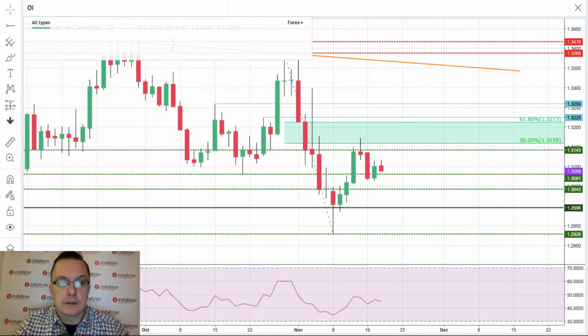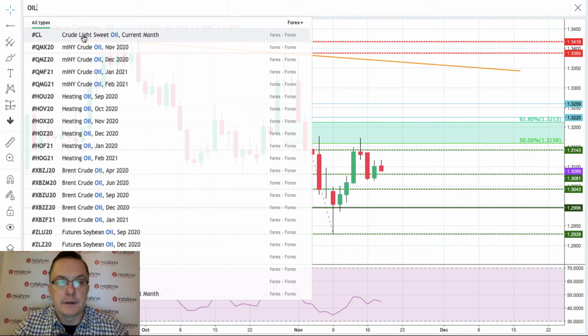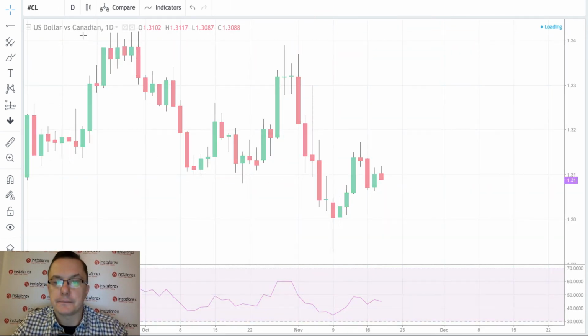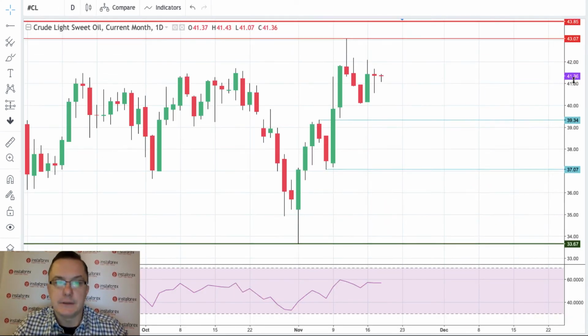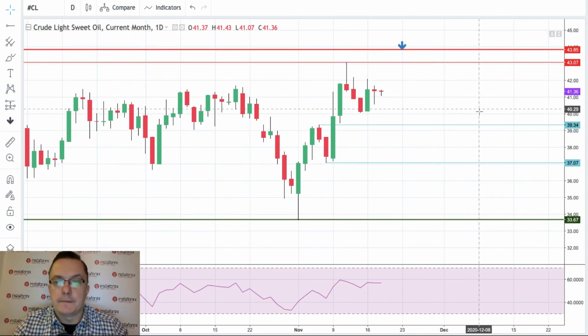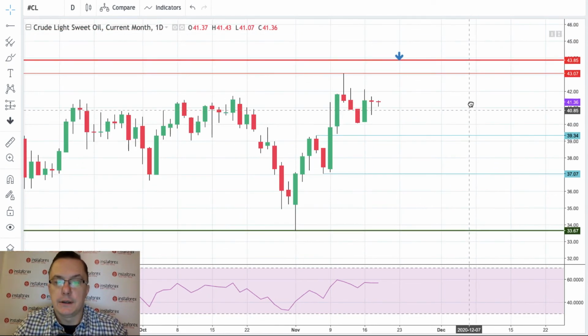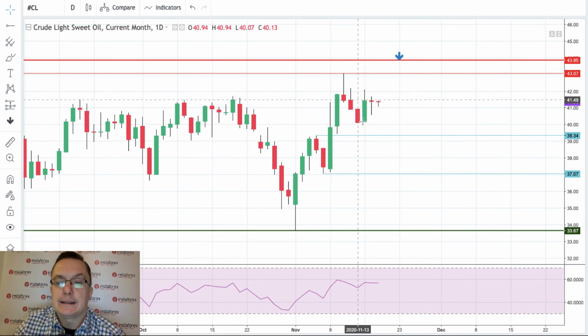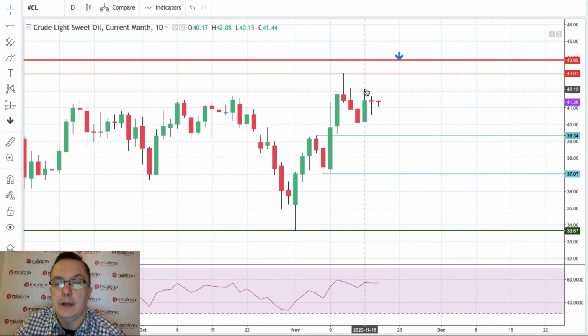Let's just take a look what kind of oil do we have here. I think it should be this one, because I've made analysis last time. There you go. This is the crude oil futures for the current month. This is daily time frame chart, of course. On the 16th of November, we got this nice up candle here.